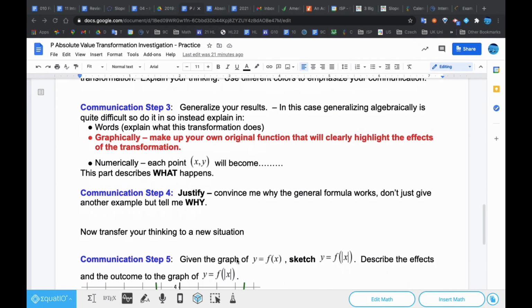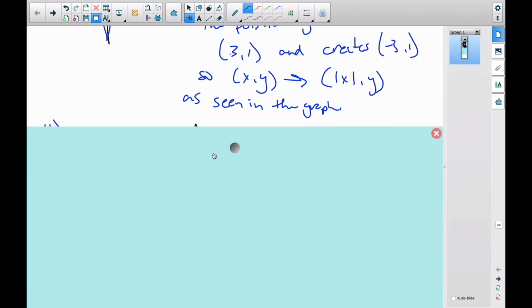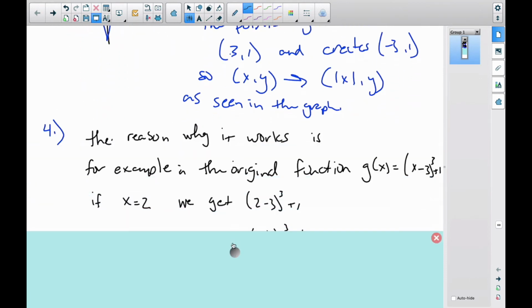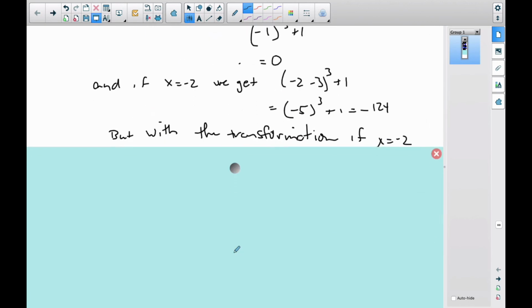And then the justification is the why. Convince me, why does it do this? Why does it take this part that's on the right-hand side and reflect it over to the left-hand side and vanish all the other parts? That's what we talk about on the why. That's what happens here. I wrote it up. I used some numbers and math to explain the reason why it happens.